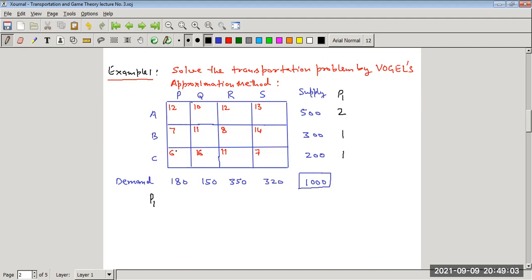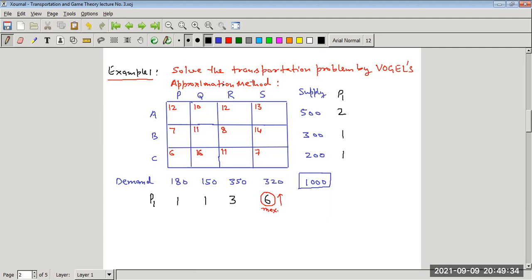Minimum is 6, next minimum is 7, so penalty is 1. In this column, minimum is 10, next minimum is 11, penalty is 1. Here the penalty is 11 minus 8, 3. Here the costs are 7 and 13, so 13 minus 7, it is 6. So we find the maximum penalty. Out of these penalties, 6 is the maximum. So we can choose this column because it gives the maximum penalty.